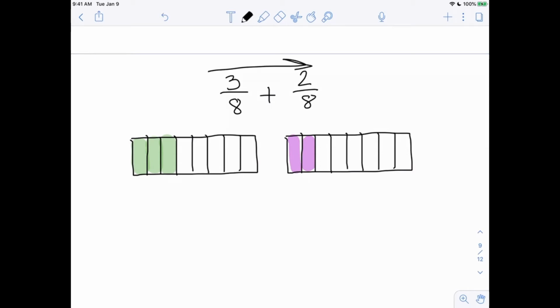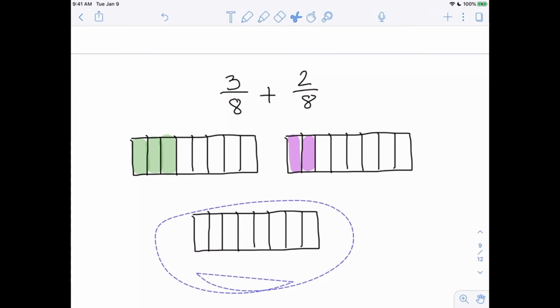Now, if I'm going to add these together, a lot of times students are going to mistakenly just do 3 plus 2 is 5, and 8 plus 8 is 16, and get 5/16, which seems to make sense because, I don't know, it just kind of seems to make sense. But that doesn't make sense when you really think about this area model, this 3/8 plus 2/8.